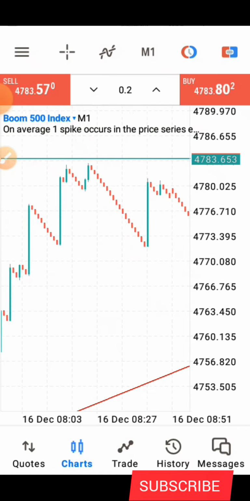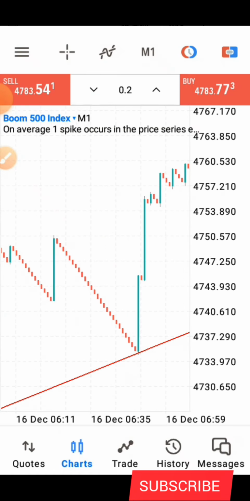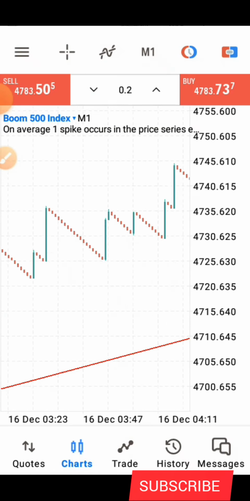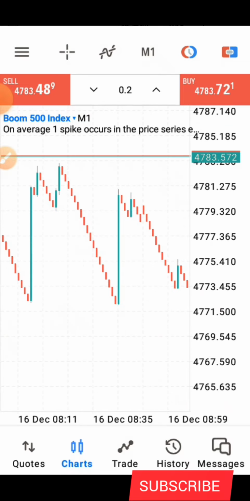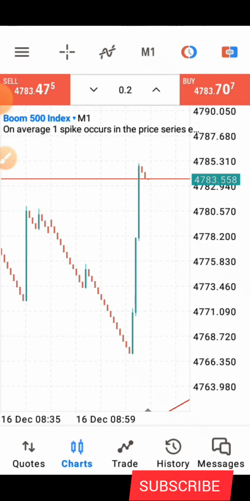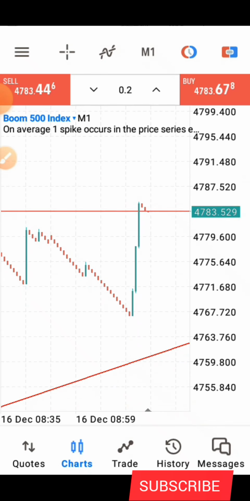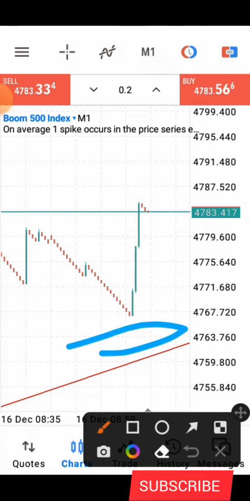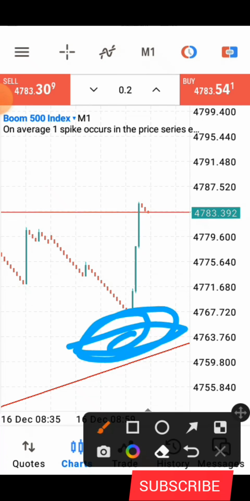No need to check the 5 minute because there will not be much difference. Here you can see that price came down close to the trend line and it bounced up. This is a zone, so price will not need to go down to our line before it bounces. It can bounce from any area here. It doesn't mean that it must touch the line before it bounces up.